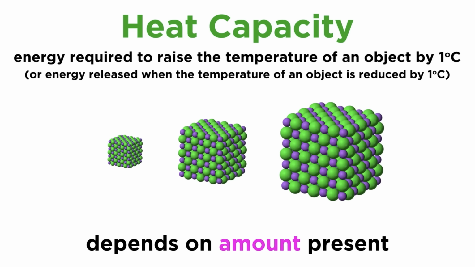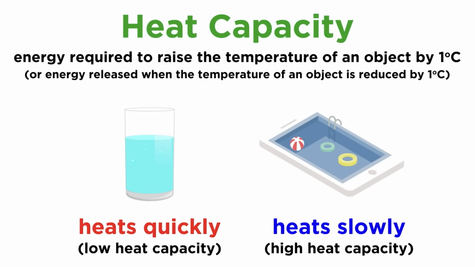Heat capacity will also depend on the amount of the substance present, because the more of it there is, the more heat it will have to absorb to raise its temperature uniformly. A glass of water will heat up much more quickly than a swimming pool, because there is so much less matter for the heat energy to be distributed within.